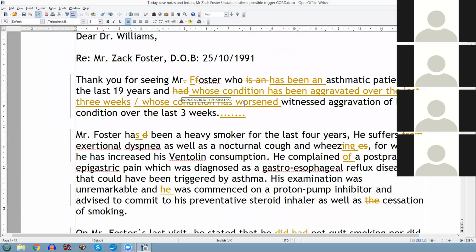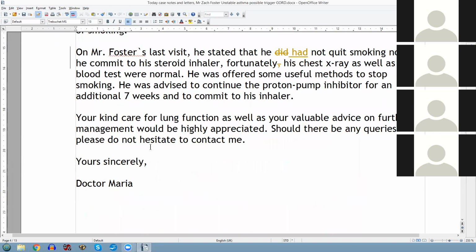What is it you want Dr. Williams to actually do? You want him to check his lung function and give him advice, not to simply see him. There's particular things that you want him to do. Make sure that you include those things. Your kind care for lung function by advice. Okay, now, so here, okay, that's good. And again, why do you put highly appreciated? He's not doing you a personal favor.